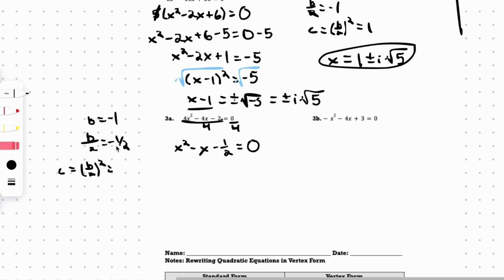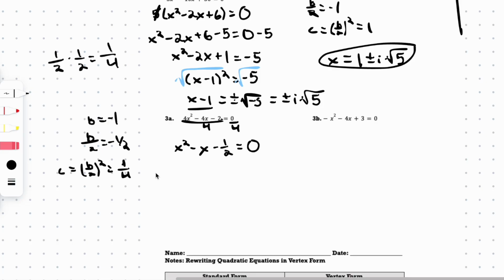Well, it does not really matter that it's negative because the negative times the negative is a positive. So what's 1/2 squared? Well, I'm just going to write this out because sometimes people can get tripped up on it. We do 1 times 1, that's 1. 2 times 2, that's 4. So it's going to be 1/4. So our c value is going to be 1/4.